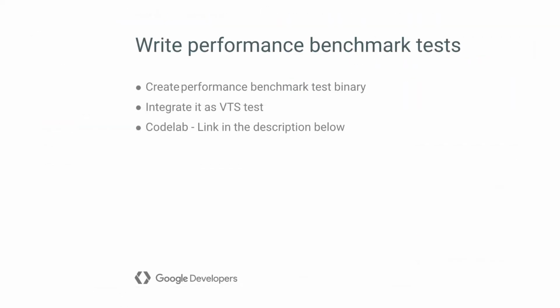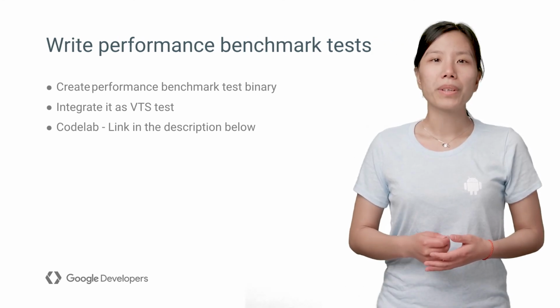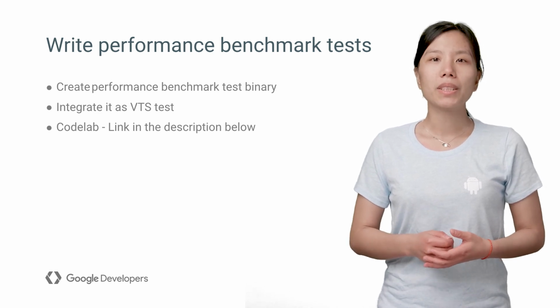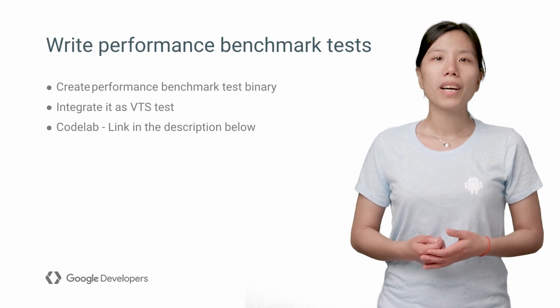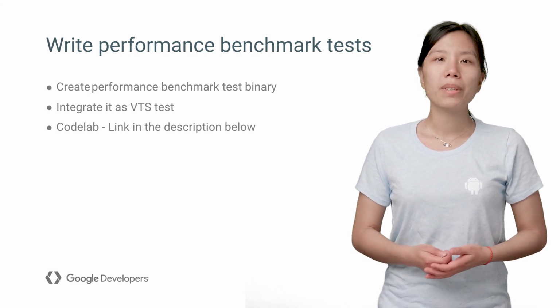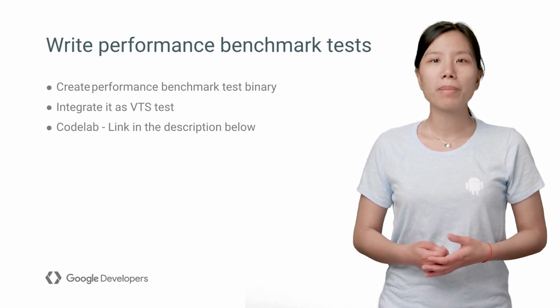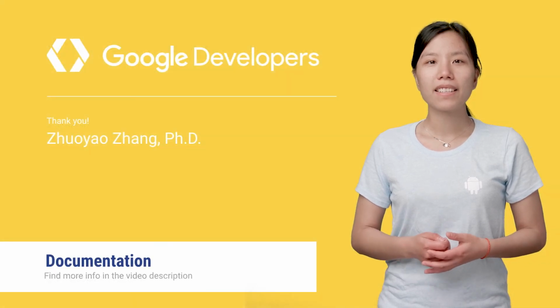graph. To add a performance benchmark test with VTS, it is similar to creating a target-side VTS test. Specifically, we need to first create a performance benchmark binary and then integrate it with VTS as a target-side test. For those who are interested, please visit our codelab page for more details about writing performance benchmark tests with VTS. And that's it. Thanks for watching.